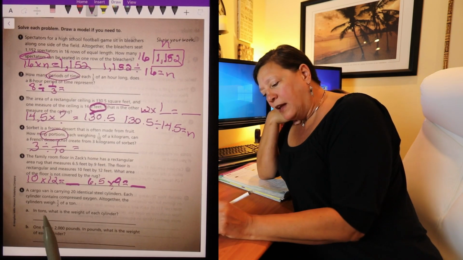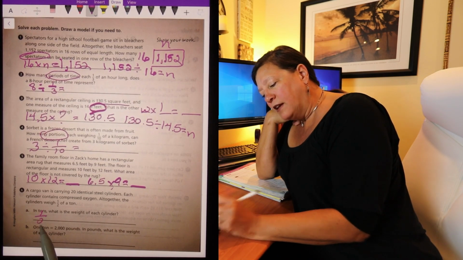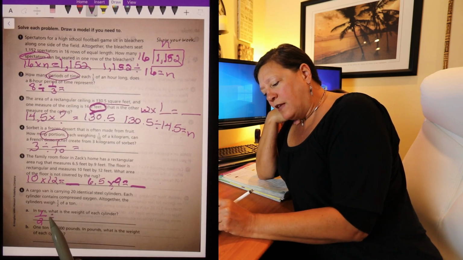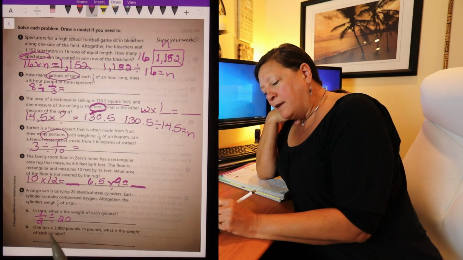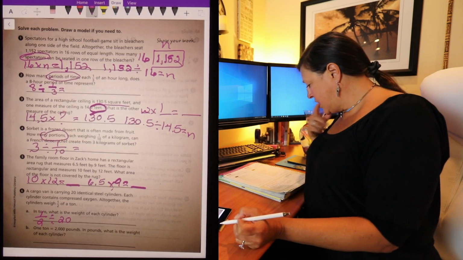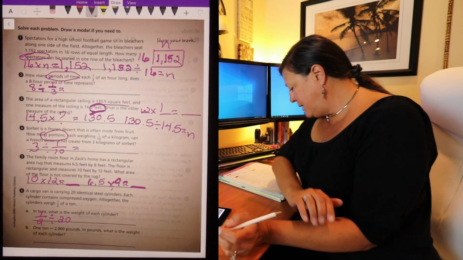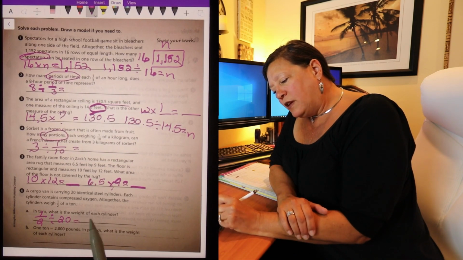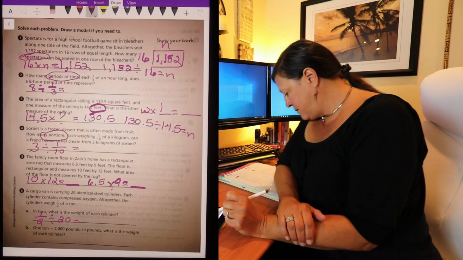Again, what's being split up? Well, 1/2 a ton, and there's 20 of them. So if you take that 1/2 divided by 20, that's going to give you how much each weighs. Okay?